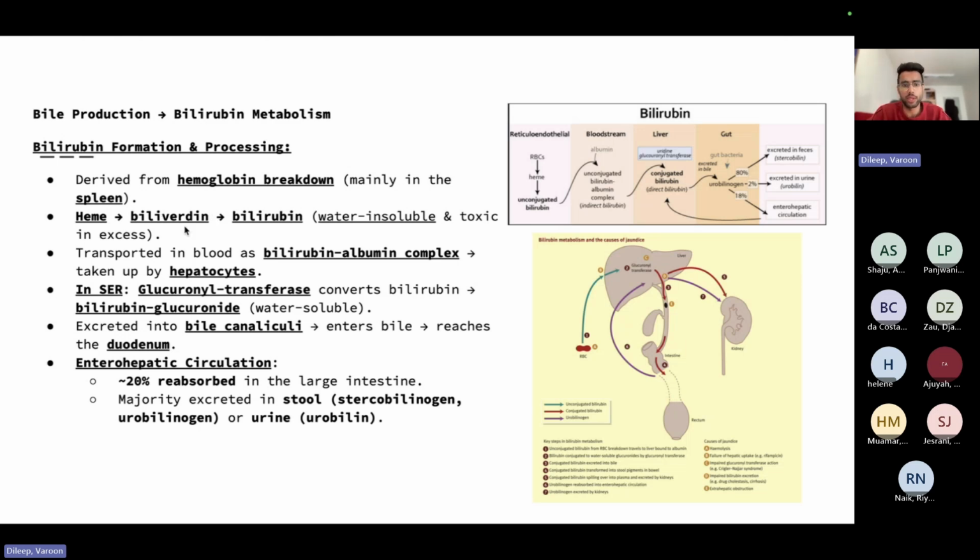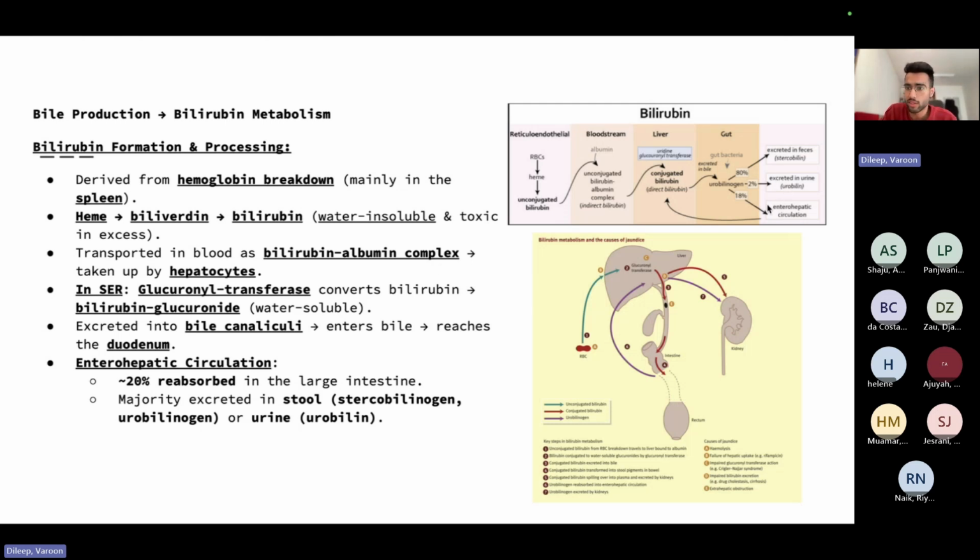Now this heme is converted into biliverdin, which is the yellow pigment, and then this is converted into bilirubin. Now, bilirubin itself cannot travel across our blood because it is insoluble and it is toxic in excess. So inside the blood, it forms a complex with albumin, forming the bilirubin albumin complex, and then it is taken up by the hepatocytes. Once it's inside the hepatocytes, it enters the smooth endoplasmic reticulum. An enzyme called glucuronide transferase converts this bilirubin into bilirubin glucuronide. This is water soluble. And now this can be excreted into the bile canaliculi, and then it enters the bile, and then it reaches the duodenum.